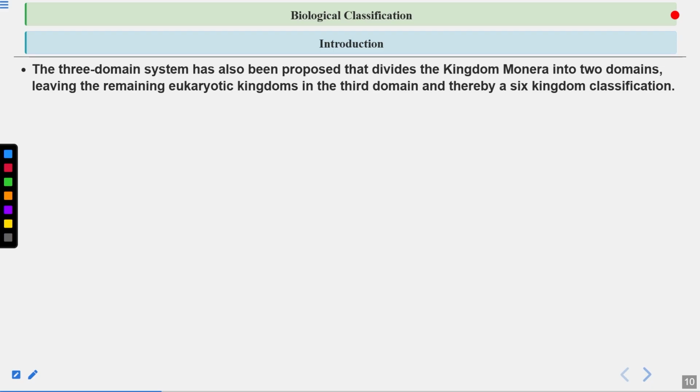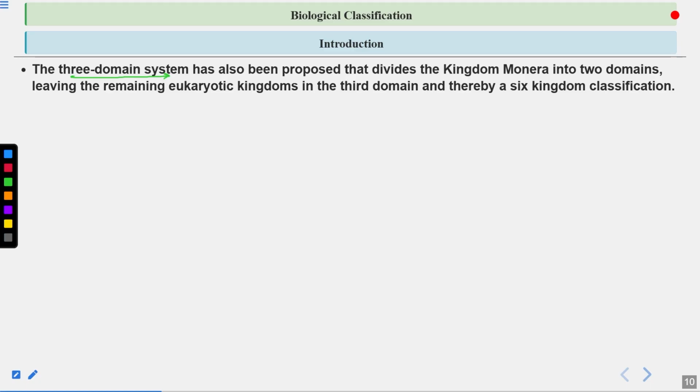Then came the 3-domain system. This is also very important, 3-domain system. What were the 3 domains? Archaea, bacteria, and eukarya. So kingdom Monera was further divided into 2 domains. In total, we have 3 domains: Archaea, bacteria, and eukarya. Archaea and bacteria consist of the prokaryotic organisms, and eukarya contains all the eukaryotic organisms.